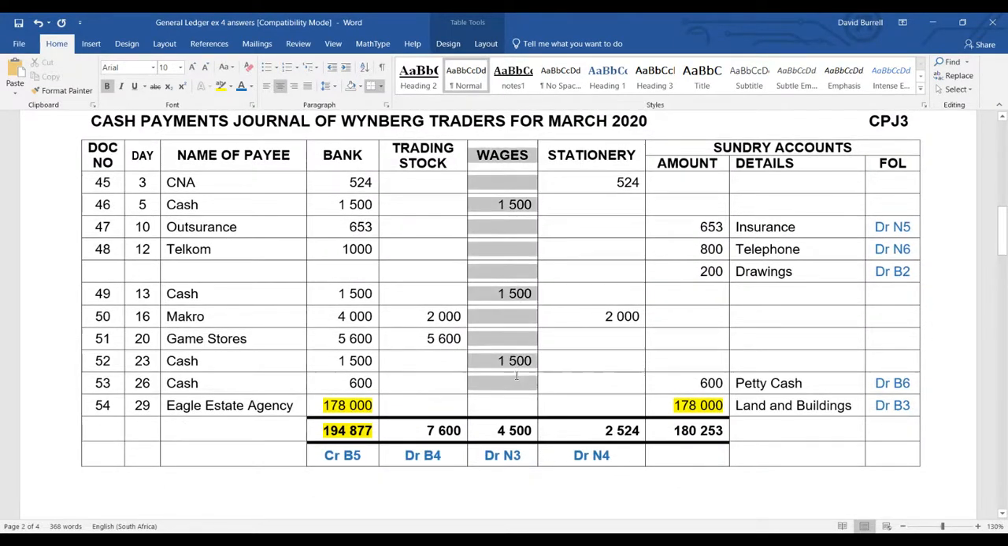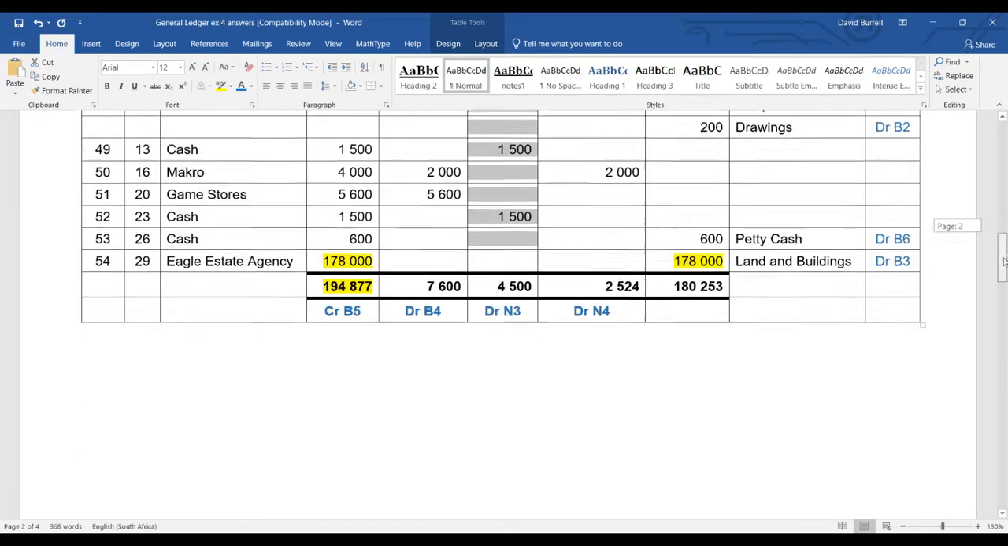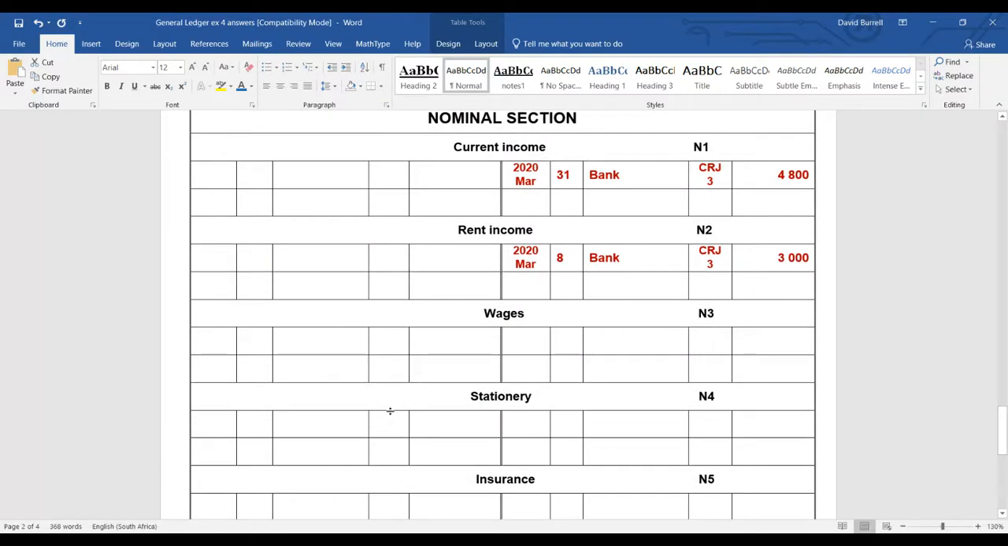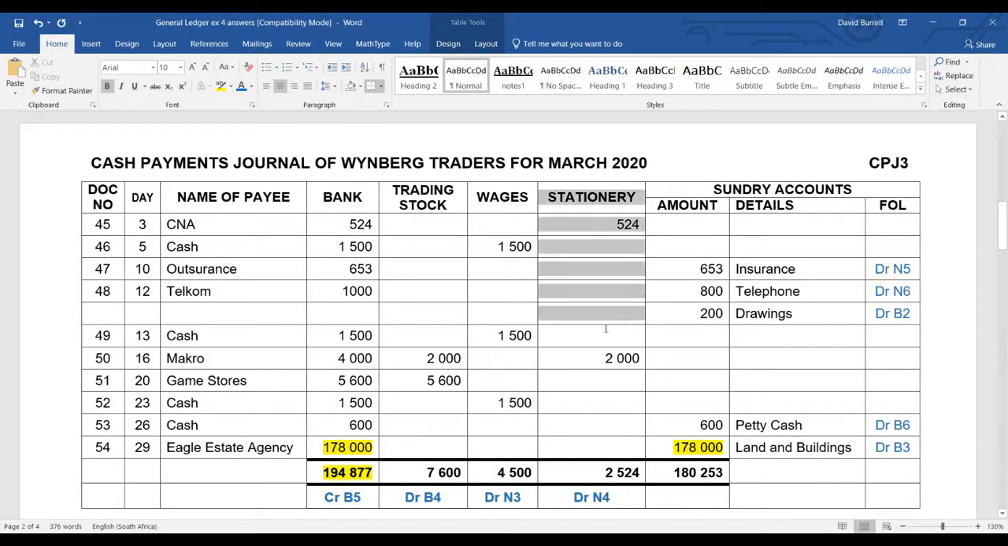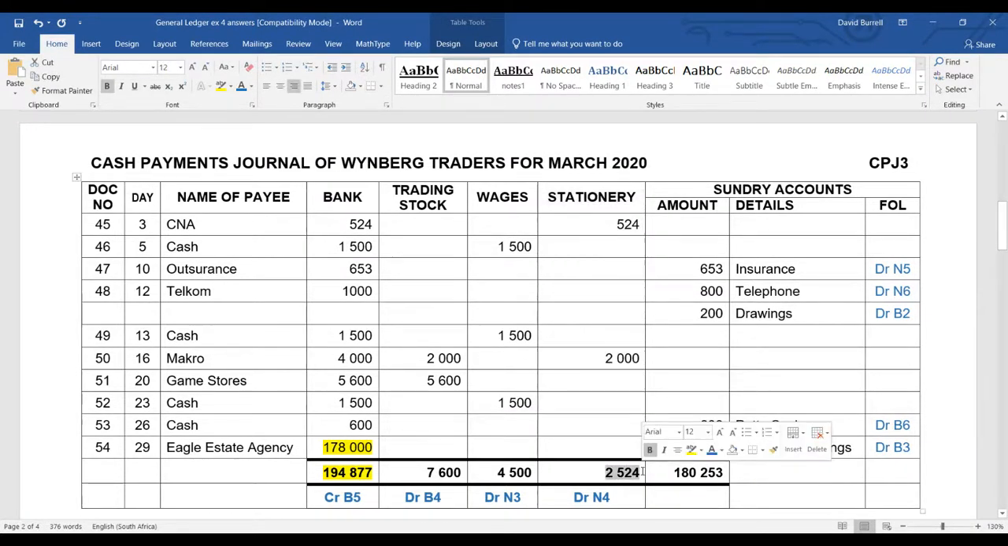We've got the wages column, total of 4,500, goes to the debit side of account N3. So it's in the nominal section, of course. So it was an amount of 4,500, and it's really a lot of the same again, as you will see. Column total, so it's the 31st, bank, CPJ3. And the stationery one is going to be very similar. There's stationery, column total again, amount is 2,524 to the debit side of account N4.